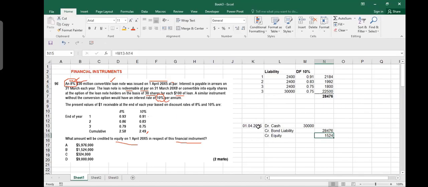So they asked us on 1st April 2005, what is your equity? Your equity part is 1.524 million. This should be your answer. That's all. Now, I may like to extend the question.